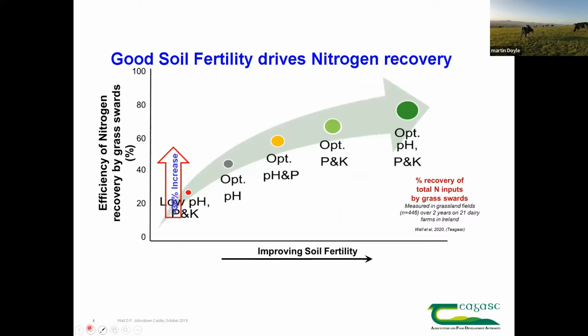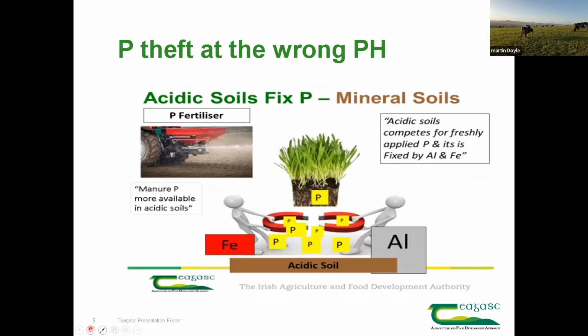So if we come to our second one here, we said we'd look at optimum pH and P and what difference that'll make to our nutrient use efficiency. This is a very simple slide, but what it's telling us is that if we don't have our pH correct, we're wasting our time putting out phosphorus. We can see here that when we have acidic soils, the P is being wrestled away from us by aluminium and iron, so Fe and Al. So if we're going to put phosphorus out, we need to correct our pH first. If not, we're wasting our time.